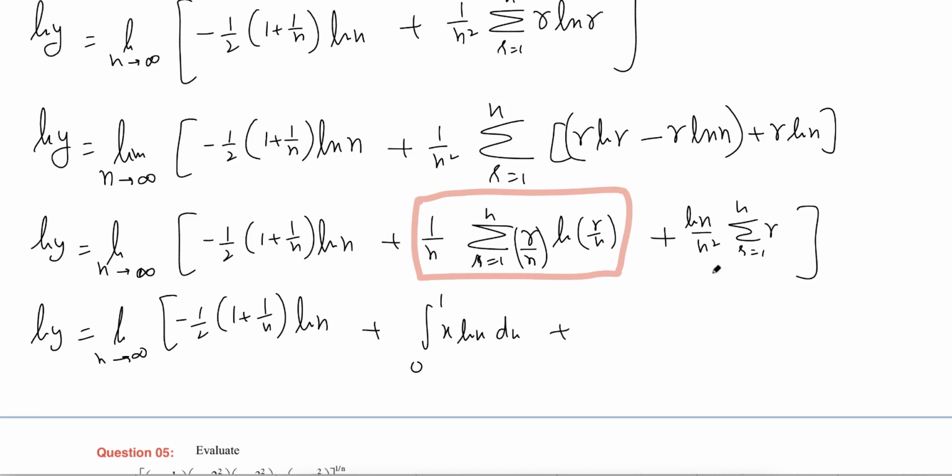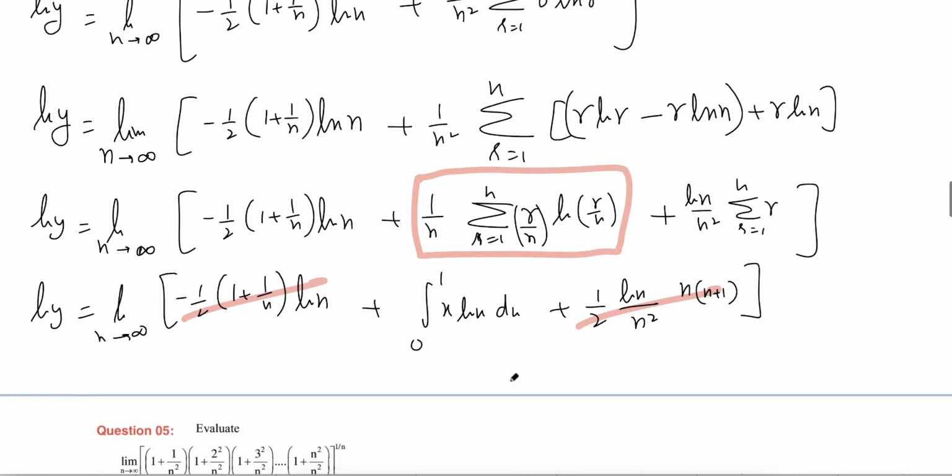Plus, this is the n into n plus 1 by 2. So I can say 1 by 2 ln n by n square into n plus 1. Something is wrong with it, 1 by n square. N into n plus 1, one n will get cancelled and this will become n plus 1 by n. And here also n plus 1 by n, ln n, half. So these two are the same thing and will get cancelled.